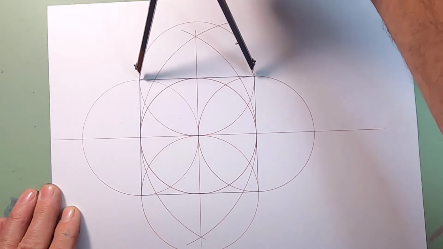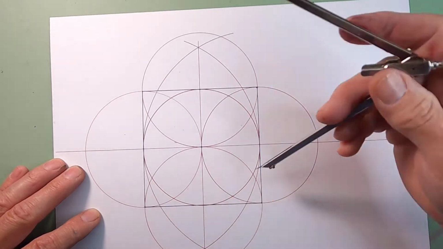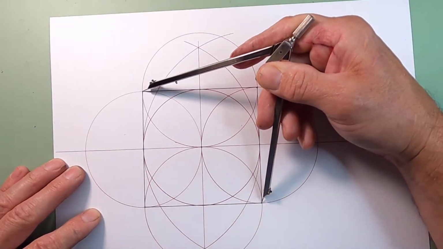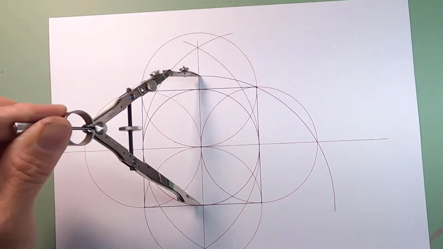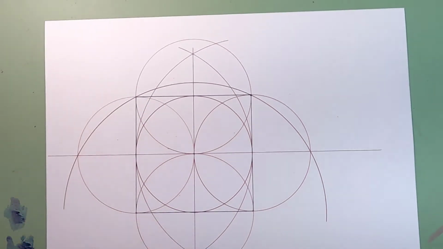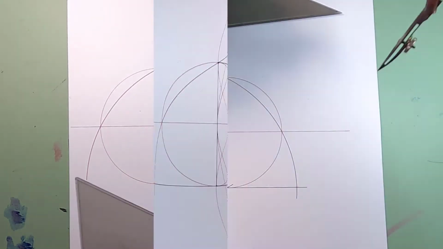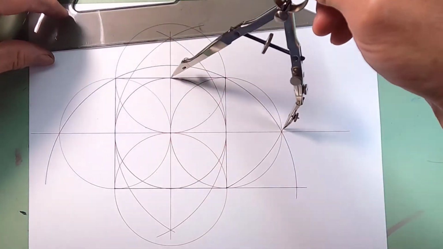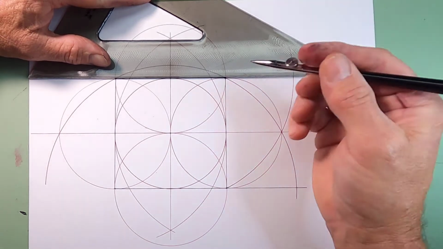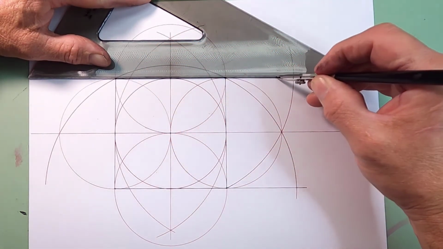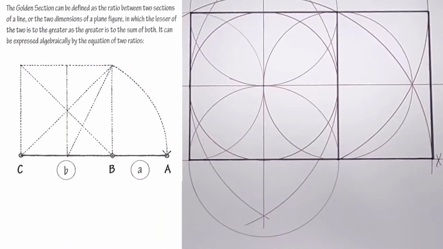This geometric construction ensures a perfectly drawn square with equal sides and square corners. From the middle of the square, you'll swing an arc from one corner across. Draw a baseline and swing another arc. This creates the basic rectangle for the golden section.